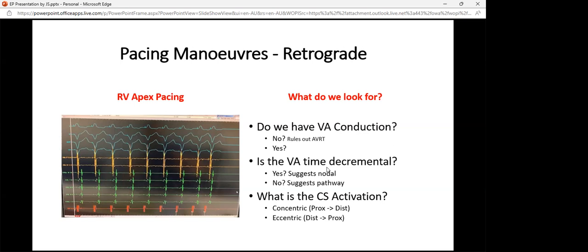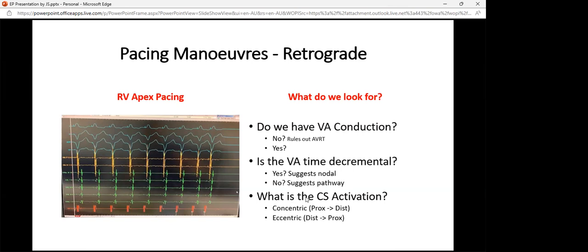So what I'm doing is I'm looking at that VA time and I'm wondering, is that VA time getting longer and longer the quicker I pace, or is it staying the same? If it gets longer, then it suggests that VA conduction is going across a node, across the AV node. If that VA time is fixed, meaning it doesn't change at all, it's very prognostic that it's probably going across a pathway.